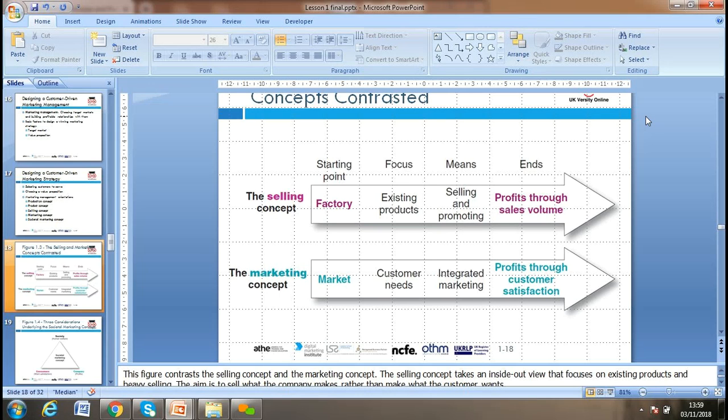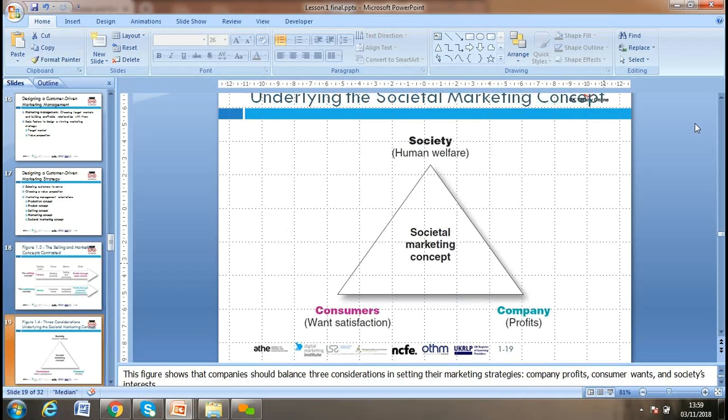So marketing concept: market, customer needs, integrated marketing involving different stakeholders, profit through customer satisfaction. You earn the profit. They want to earn profit too, but that's a selling concept. You're not bothered about customer satisfaction. We want to earn the profit, but through satisfying the needs and wants of the customer. Then social marketing: society, human welfare. That's the key purpose. We want to earn the profit, but we don't want to ignore human welfare.